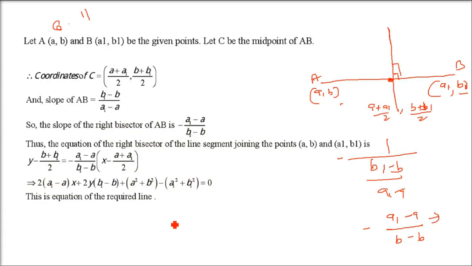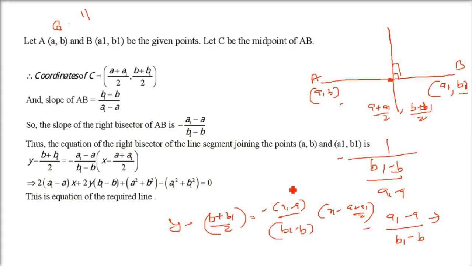So now the slope is known, and it is passing through ((a plus a1) by 2, (b plus b1) by 2). So let us write it here. y minus y1 equals m times (x minus x1). So y1 is (b plus b1) by 2, x1 is (a plus a1) by 2, and the slope is negative of (a1 minus a) by (b1 minus b). Now you need to just solve it, rearrange it, and you are going to get the equation.